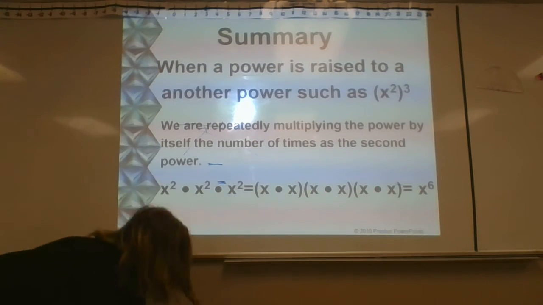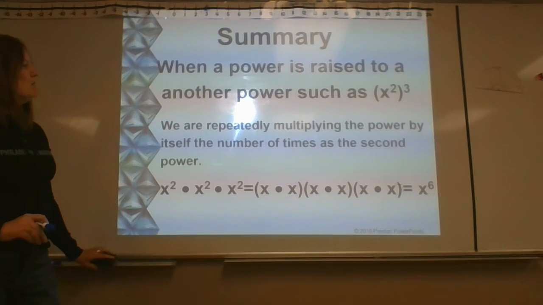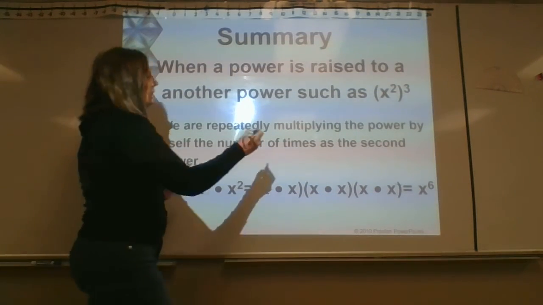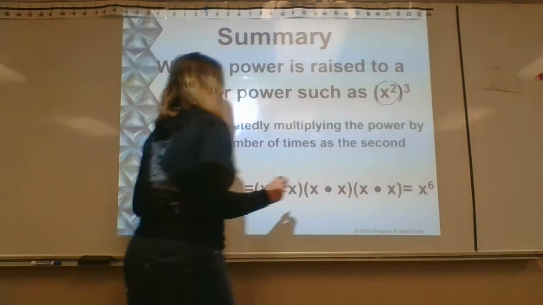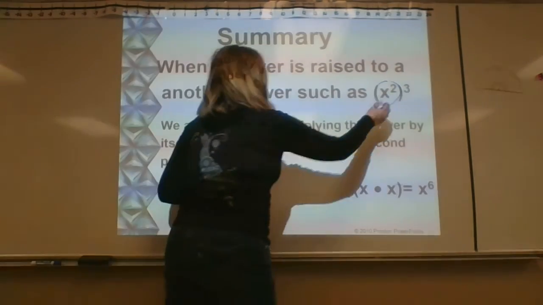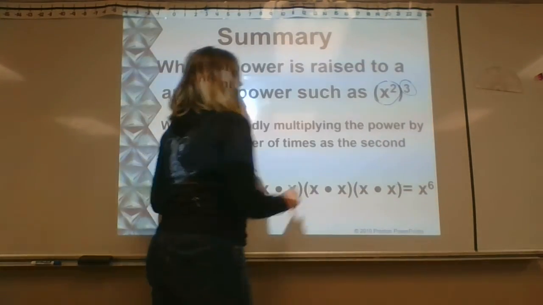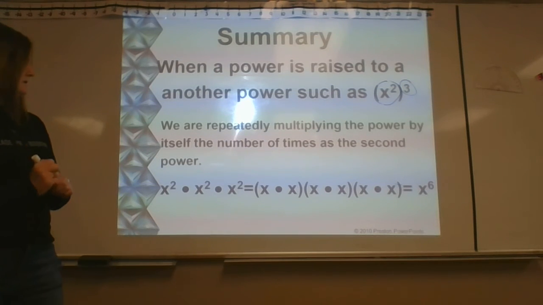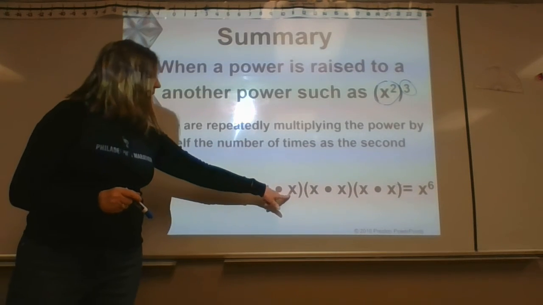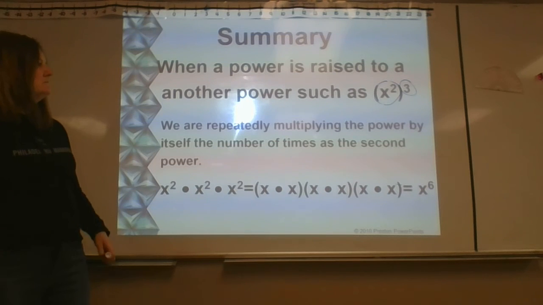Okay, so let's do a quick summary. When a power is raised to another power, we are repeatedly multiplying the first power by itself the number of times of the second power. So this is what we're multiplying, and that's how many times we're multiplying it by itself. So we would have x squared times x squared times x squared, which is x times x times x times x times x times x, equals x to the sixth power.